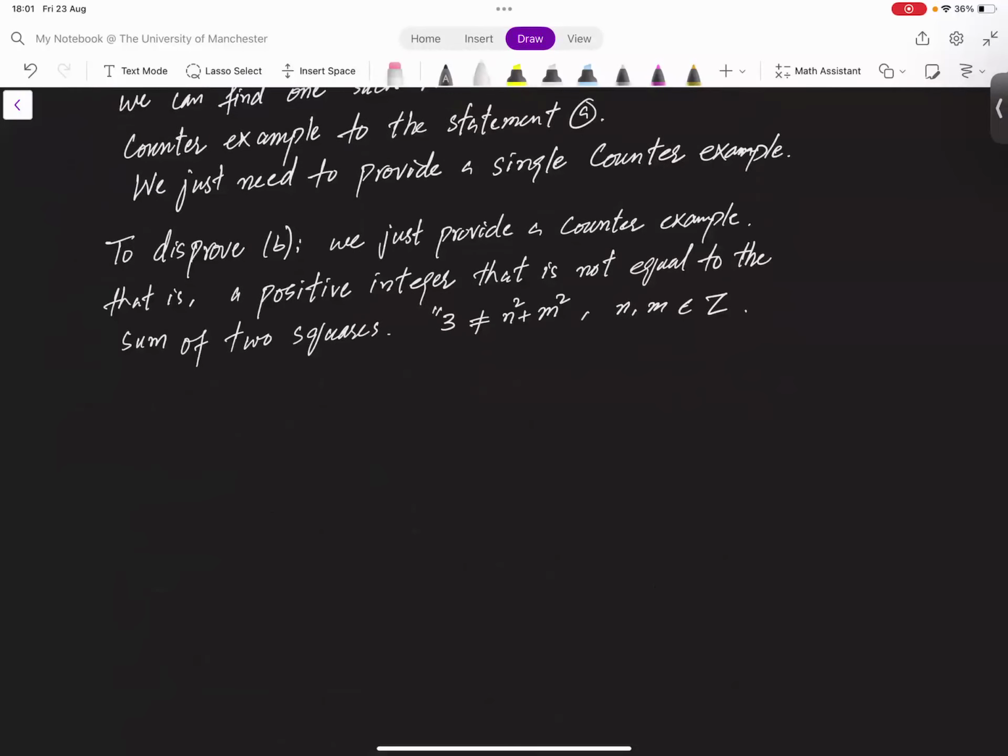Okay. Now, in the next lecture, we need to learn about the quantifiers, and I'm going to talk about that in the next lecture.